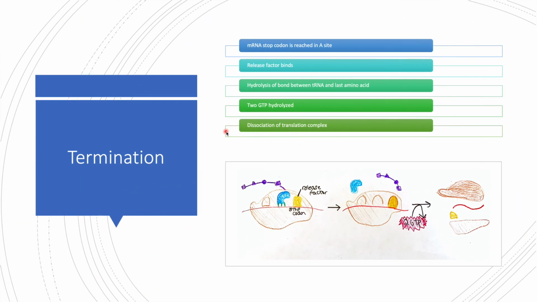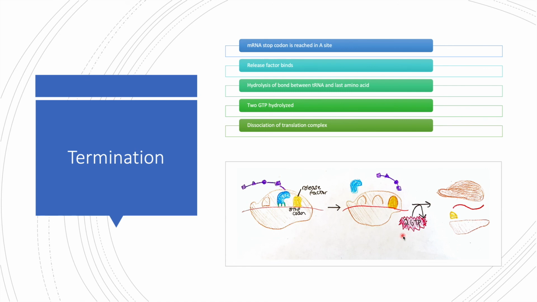And lastly, we have termination. The polypeptide strand keeps growing until the mRNA stop codon UAG, UGA, or UAA is in the A site. Instead of tRNA binding, a release factor binds, as the stop sequence codes for a release factor. The release factor spurs the hydrolysis of the bond between the tRNA and the last amino acid on the polypeptide chain, so both the polypeptide chain and tRNA are released.